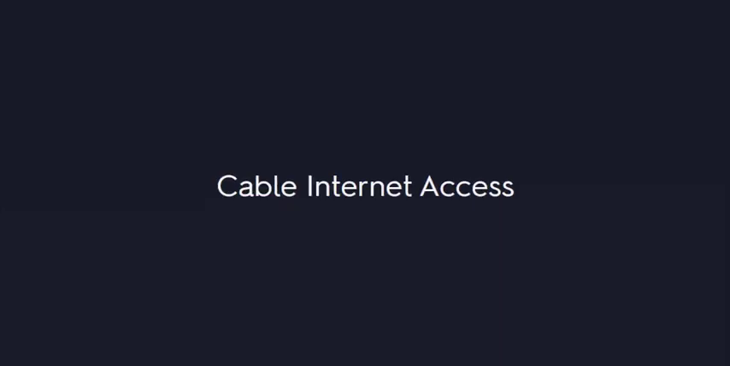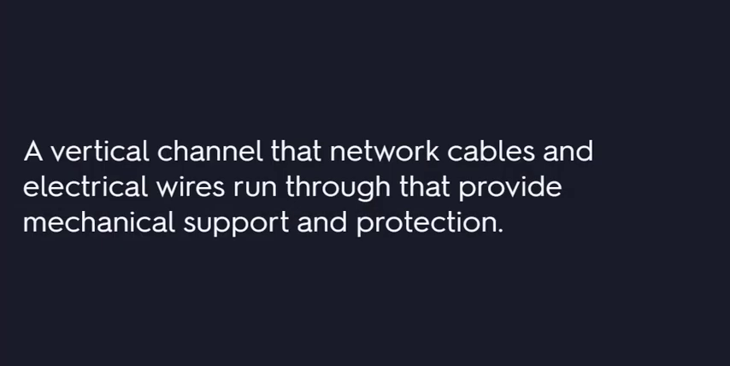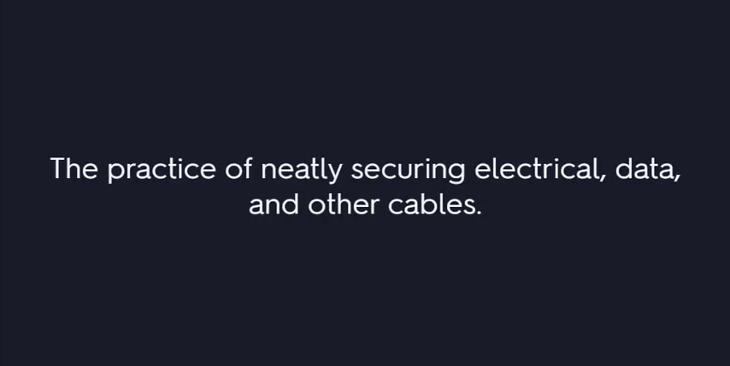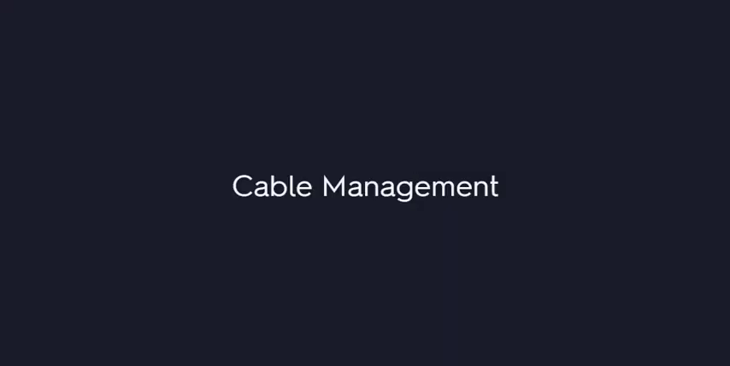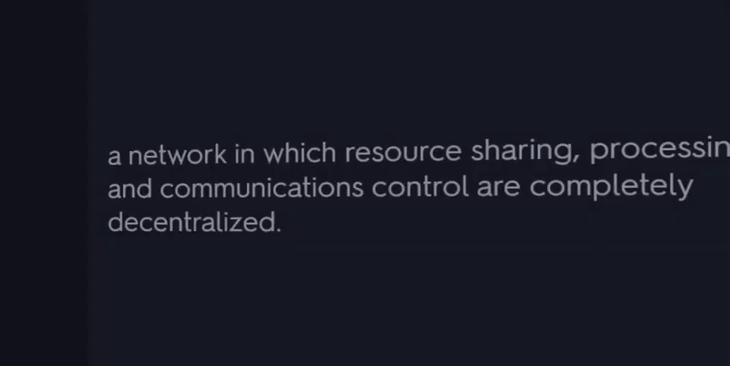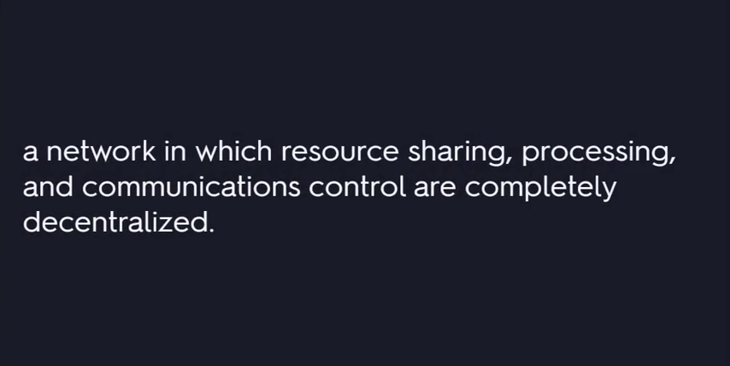Cable internet access. A vertical channel that network cables and electrical wires run through that provide mechanical support and protection. Cable ladder. The practice of neatly securing electrical, data, and other cables. Cable management. Code that spreads from one device to another on its own, not by attaching itself to another file. Worm. A network in which resource sharing, processing, and communications control are completely decentralized.